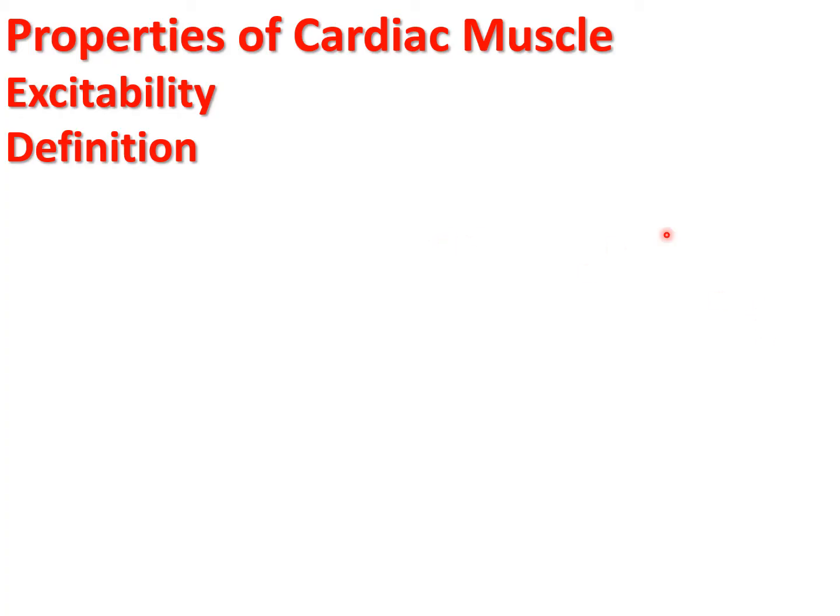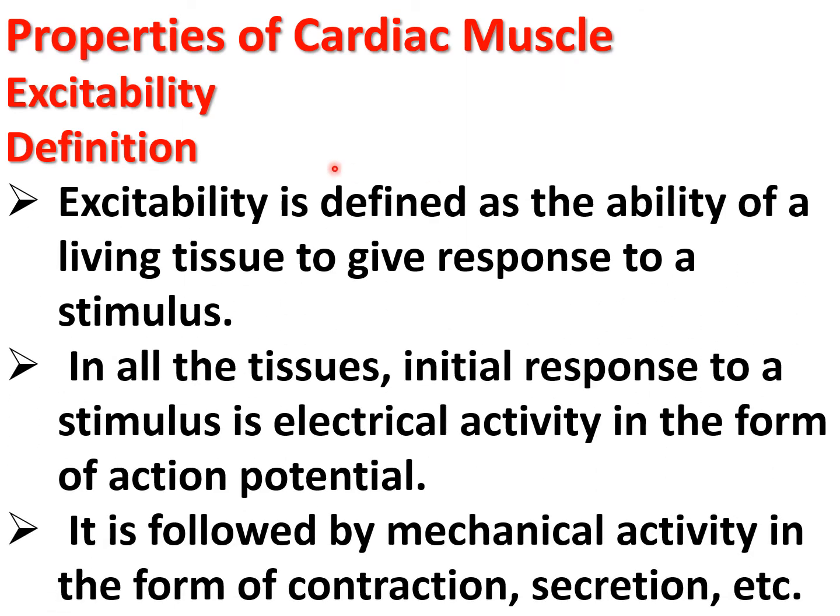So properties of cardiac muscle, there are certain properties like excitability, contractility, conductivity and rhythmicity. First of all, we will discuss excitability. What is excitability? It is defined as the ability of the living tissue to give response to a stimulus.